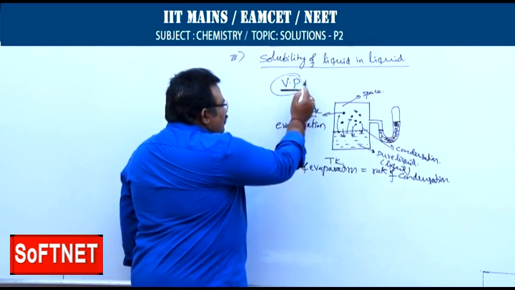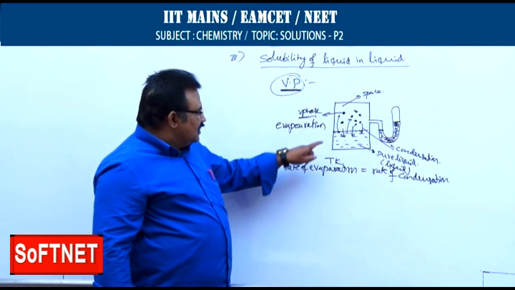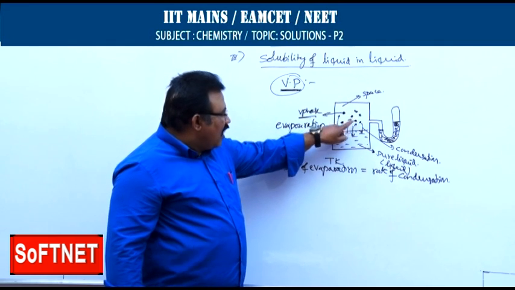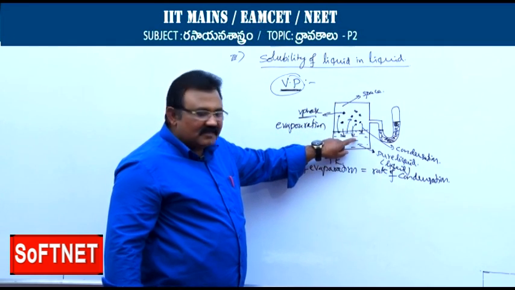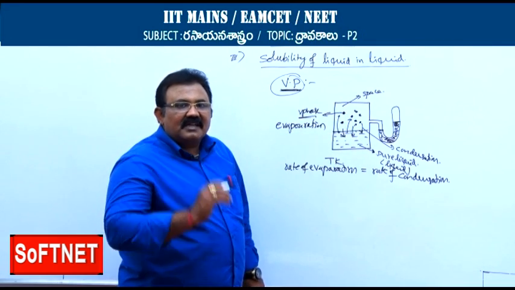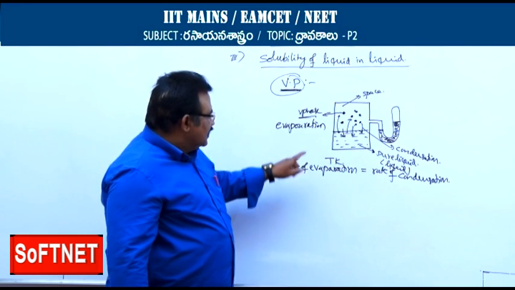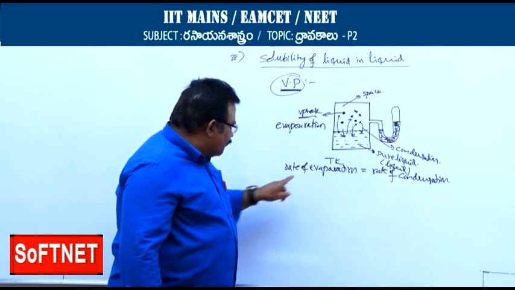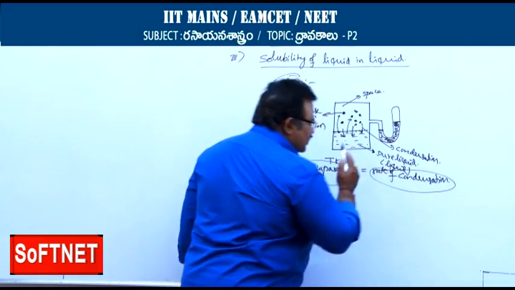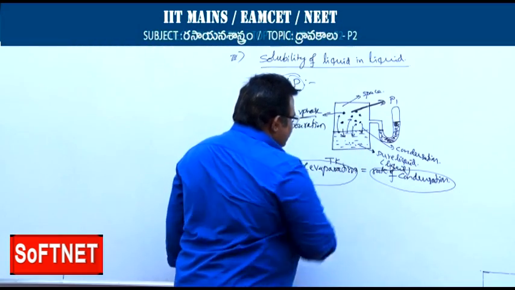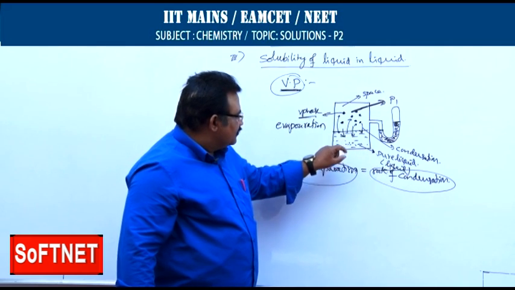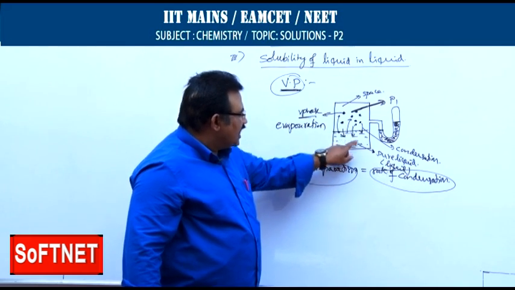So, now let us see what is vapor pressure. It is the pressure exerted by vapor on its own liquid surface when the vapor phase and liquid phase are in dynamic equilibrium. So, at dynamic equilibrium what happens? The rate of evaporation is equal to the rate of condensation. The liquid here has molecules whose kinetic energy is less.